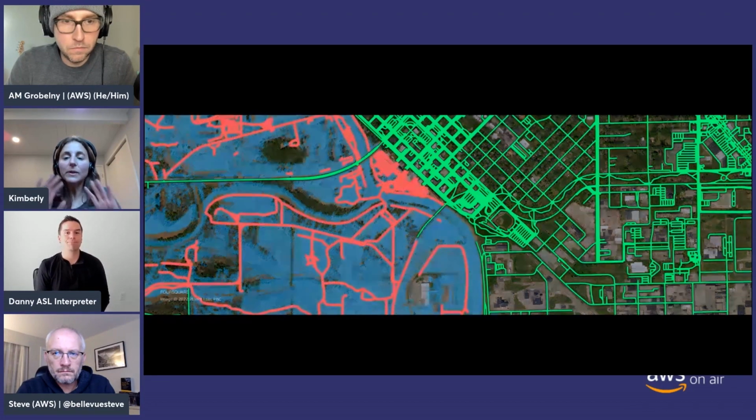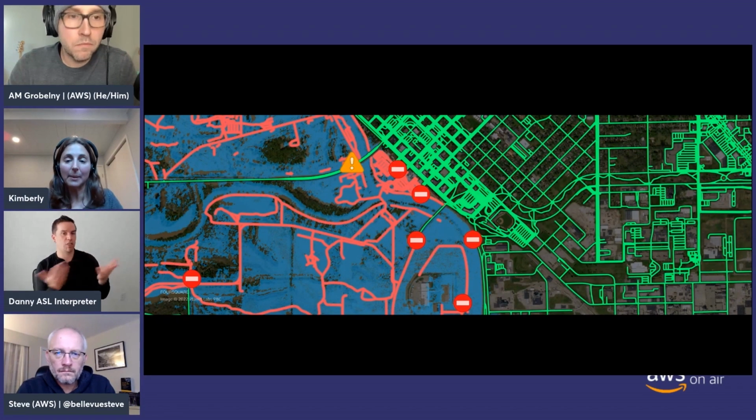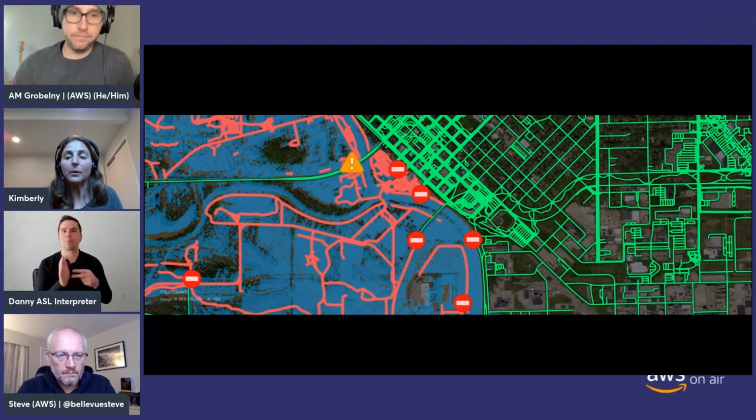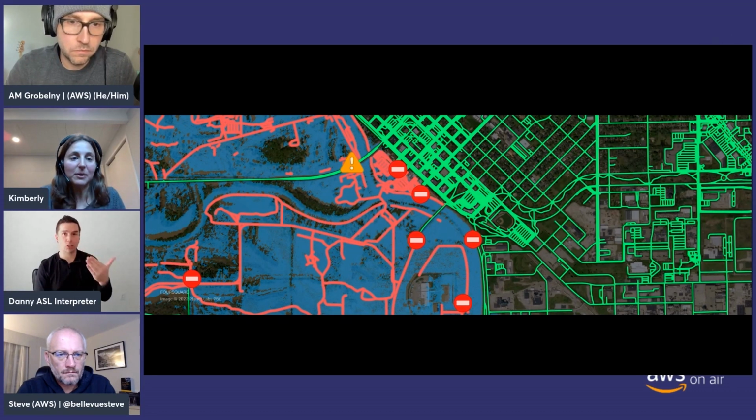And using the visualization tools in SageMaker, I can view the predictions on this interactive map, so I have full visibility in what's happening on the ground. And the ones in red are the ones that are flooded and covered with water, but the green ones are still viable, and they're going to be safe to drive on.